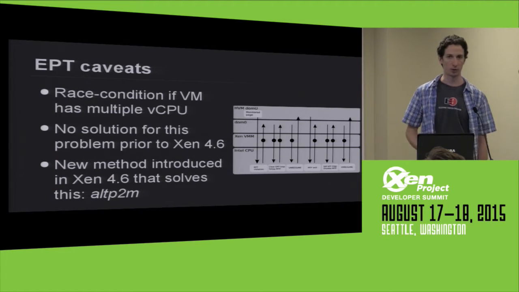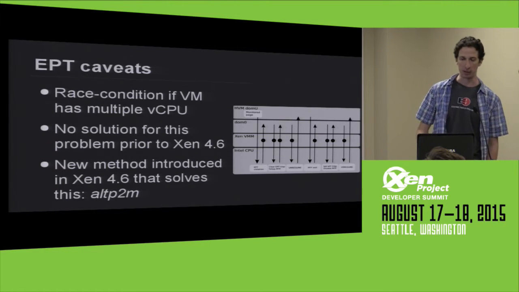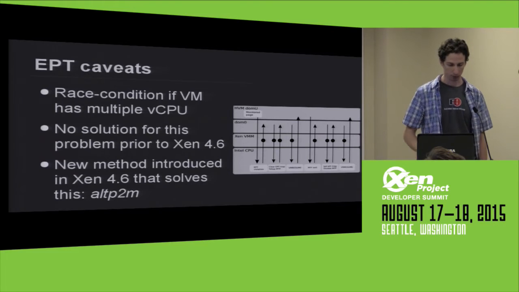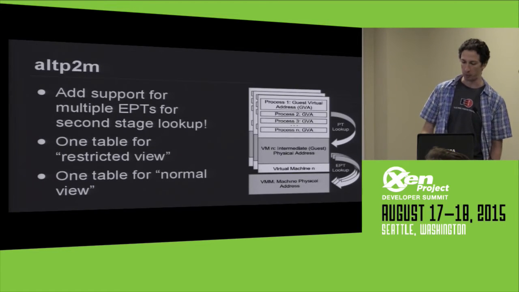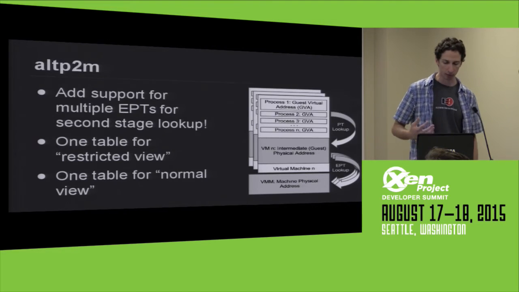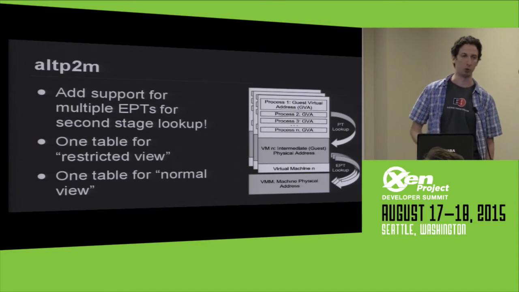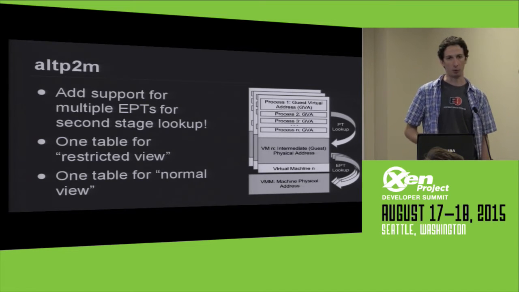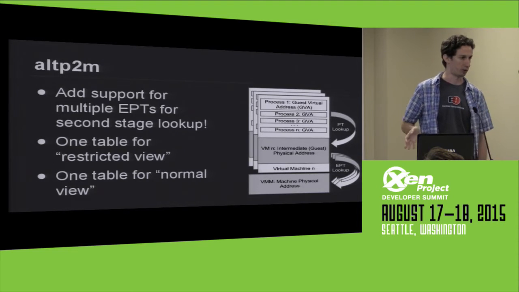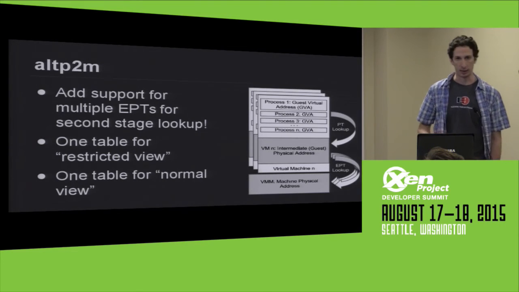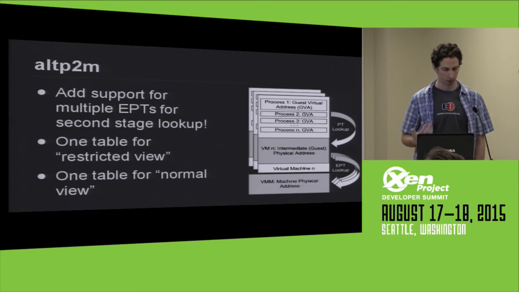But in Xen 4.6, the altp2m system has been introduced that helps solve this problem. What altp2m really does is add the possibility to define multiple EPTs for each virtual machine. Previously, in the VMCS, we just had one EPT pointer showing that, okay, this is the table that should be used for translation. Of course, the VMCS on Intel supports up to 512 page tables, just no one uses it.